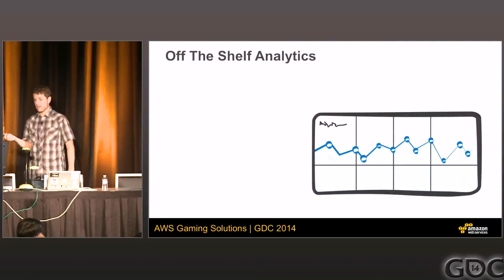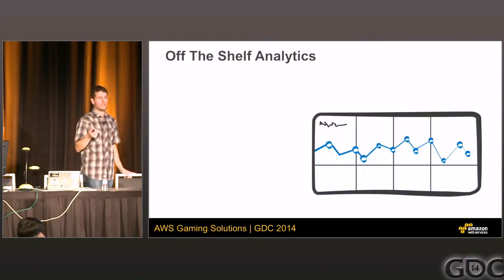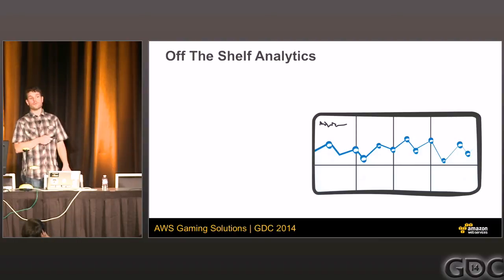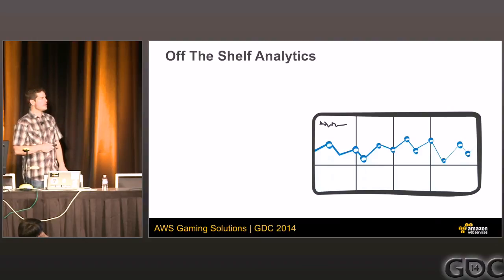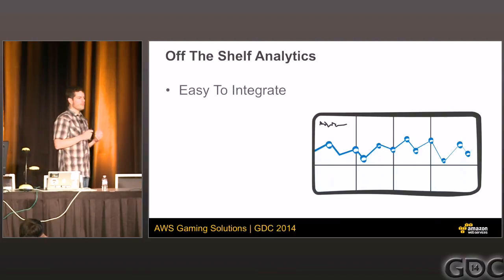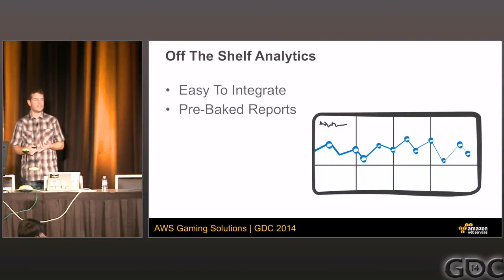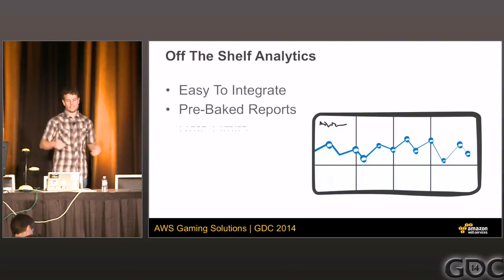So when you're first integrating analytics, what a lot of people do is use an off-the-shelf analytics tool. There's a lot of great tools out there, so this is not intended to say that those tools are bad. There's tools like Flurry, Localytics, et cetera. Great tools, probably many of you have used those. They're very easy to integrate. They give you pre-baked reports where you can just see, hey, number of users playing, et cetera.